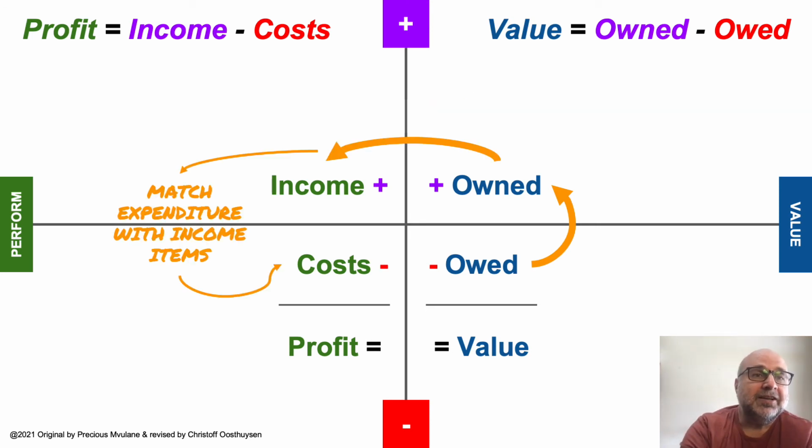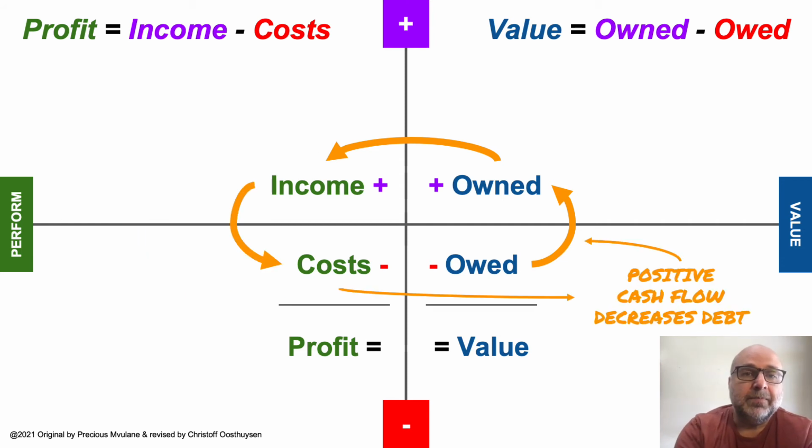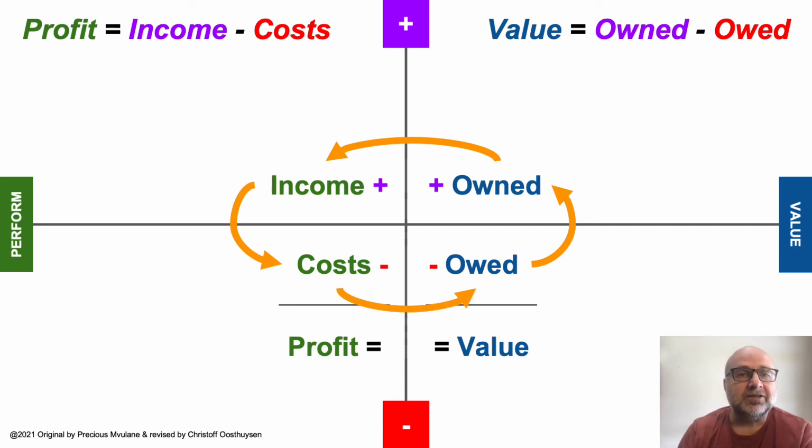And if you've created the income, you can match that income with the expenditure. Sort of what do you need to pay to make sure that you can deliver on those sales. And then that, of course, if it gives you a positive cash flow at the end of that, it contributes towards you reducing what you owe to other people. So decrease debt. And in that way, you've got the cycle completed, and see how the one influences the other.